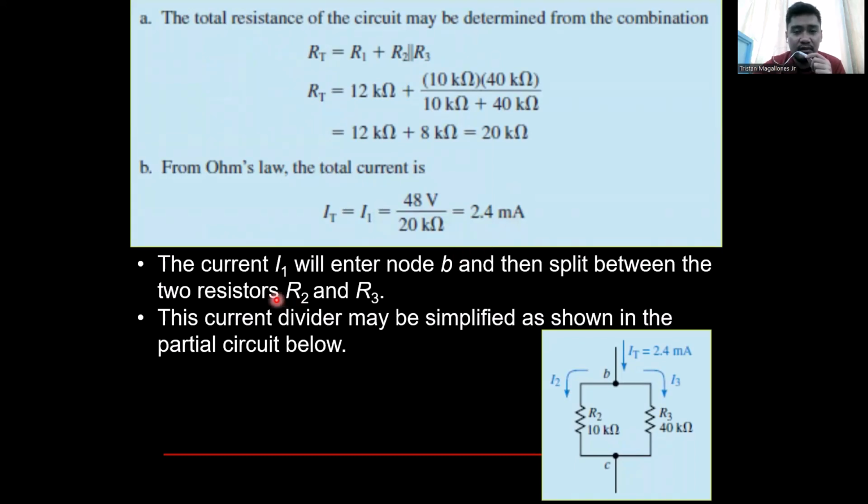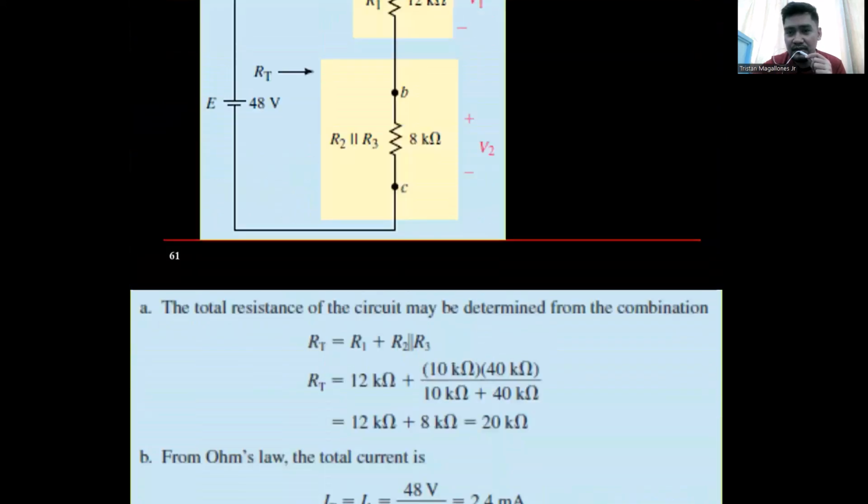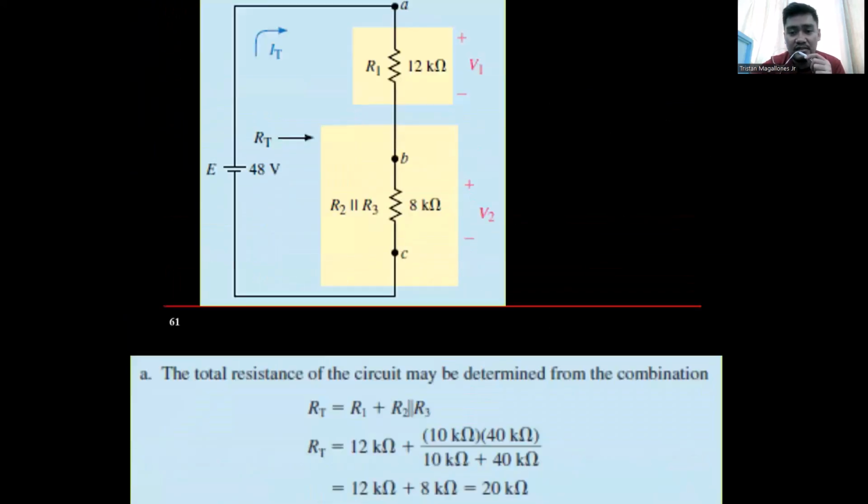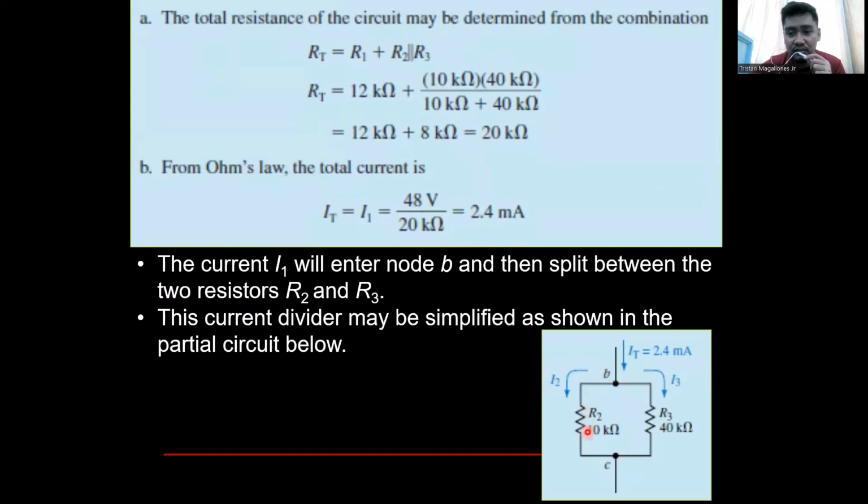So the current I1 will enter node B and then split between the resistors R2 and R3. This current divider may be simplified as shown in the partial circuit below. This is what happens here. I know that 2.4 milliamperes passes through this part of your circuit. So when it arrives here, it is divided, one going here and another going there. So what you will solve next: I2 passes through 10 kilo ohms, and I3 passes through 40 kilo ohms.